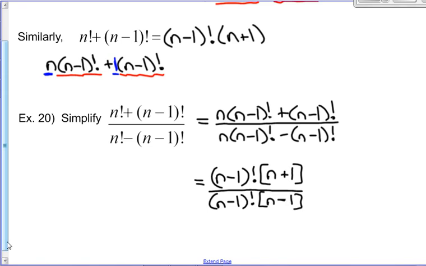And that means we can divide these out. So this whole messy expression simplifies to something that doesn't involve factorials at all. Now, you cannot simplify that any further. You cannot divide out those n's. That would be illegal in math.